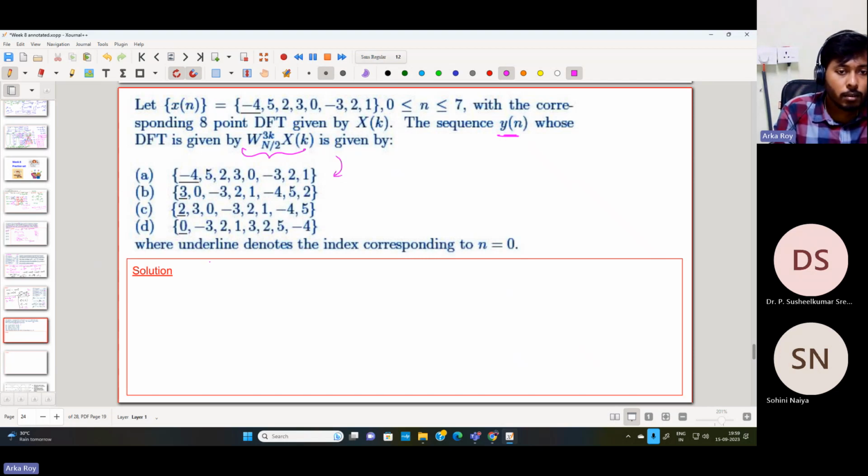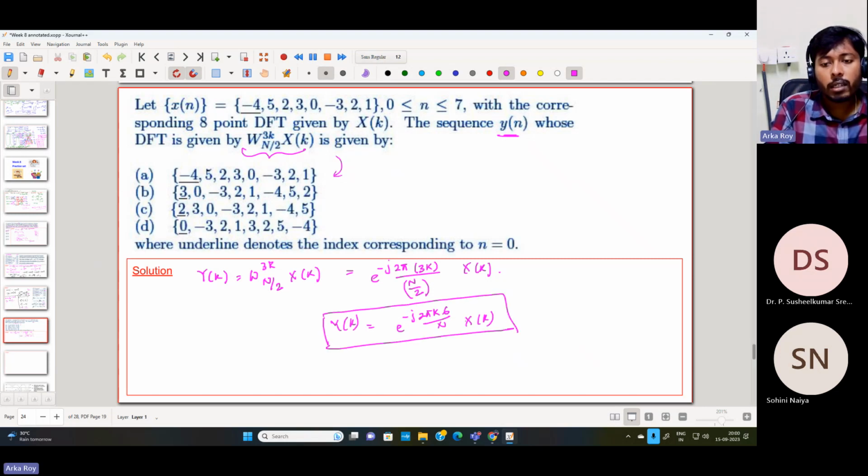So let us consider Yk is given as W n upon 2 to the power 3k, times Xk. So this thing I can write as e to the power minus j 2 pi 3k divided by n upon 2, followed by Xk. So e to the power minus j 2 pi k 6 by n, times Xk. This is what Yk looks like.